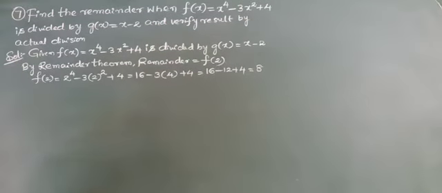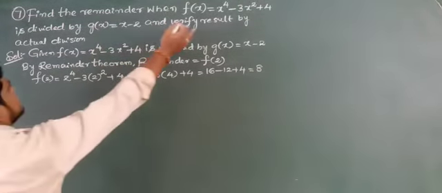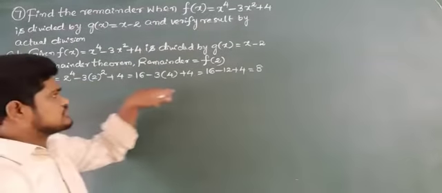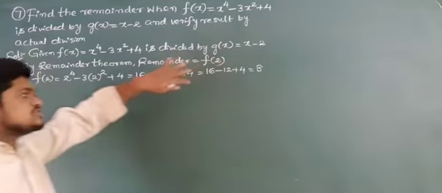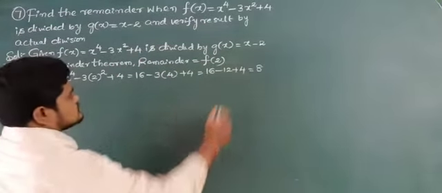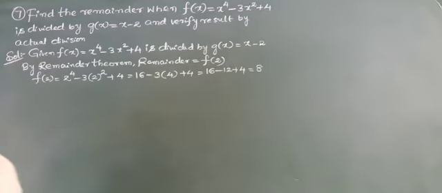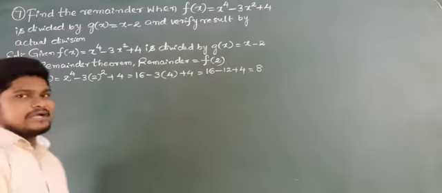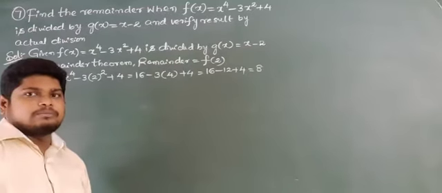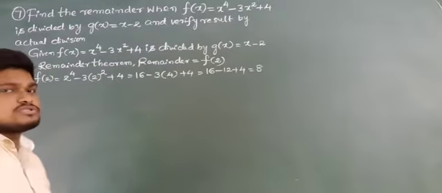Okay, next. And verify the result by actual division. Already we got the remainder f(2) = 8. By using actual division, we have to prove that the remainder is also equal to 8. So do the long division method. Already in a previous video we told that for dividing a polynomial by a binomial, we have to use that procedure.